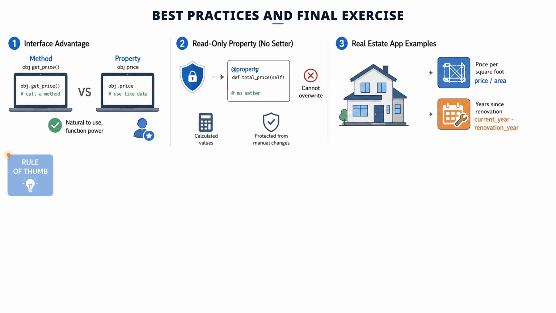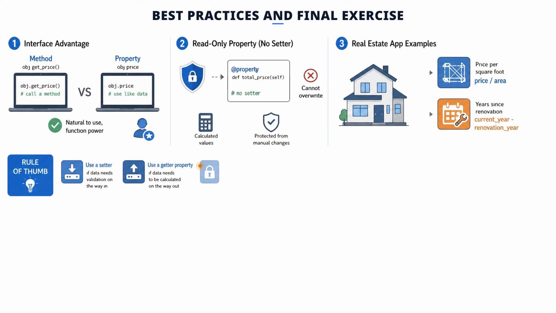So here is the professional rule of thumb for your own code. Use a setter if the data needs validation on the way in. Use a getter property if the data needs to be calculated on the way out. And use only a getter if the data should be completely protected from external changes.